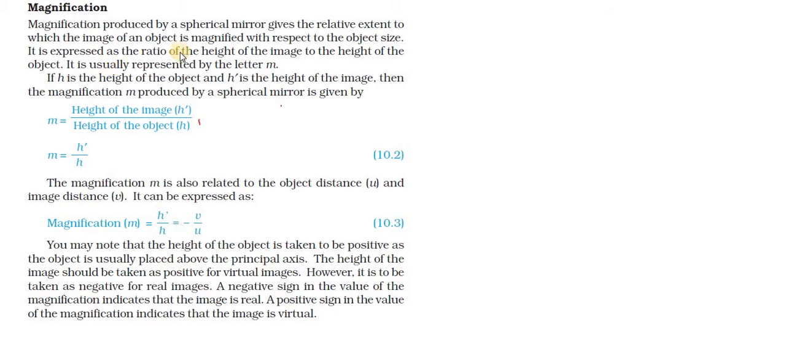It is expressed as the ratio of the height of the image to the height of the object. It is usually represented by a small letter m. The formula is height of image h dash by height of object h, so magnification m is equal to h dash by h. This is also one of the important formulas. The magnification m is also related to the object distance u and the image distance v.